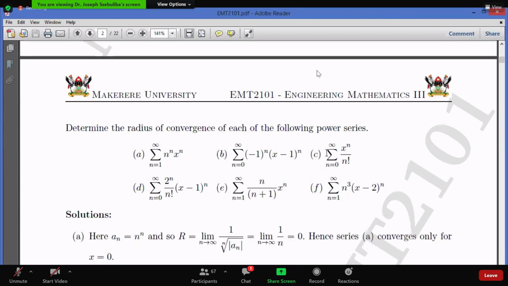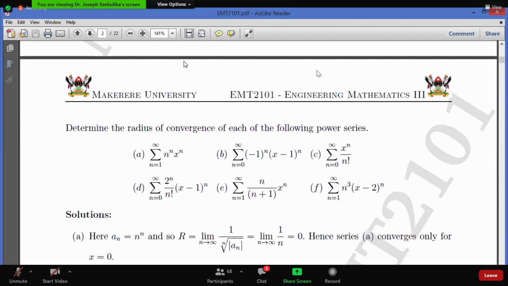Abel says, let me first work on Mr. Matovu here. The power, okay. n power n is not equal to 1 over n power n. What is this? Did I mention that? You are saying that n power n is not equal to 1 over n power n. Yes, I agree with you, Mr. Matovu.